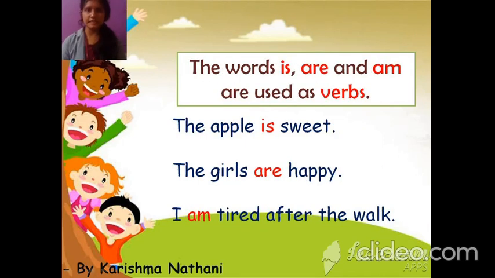The words is, are and am are used as verbs. The apple is sweet. The girls are happy. I am tired after the walk. Here you can see is, are, am are used as verbs.